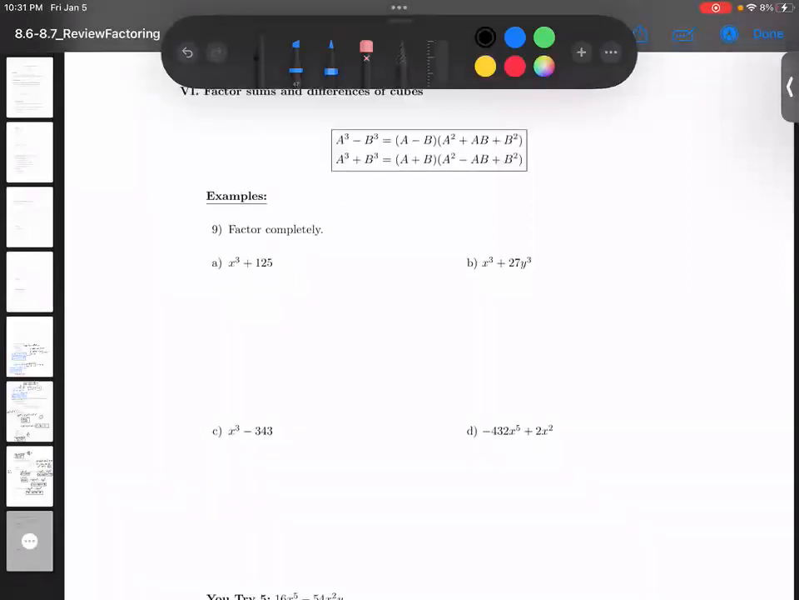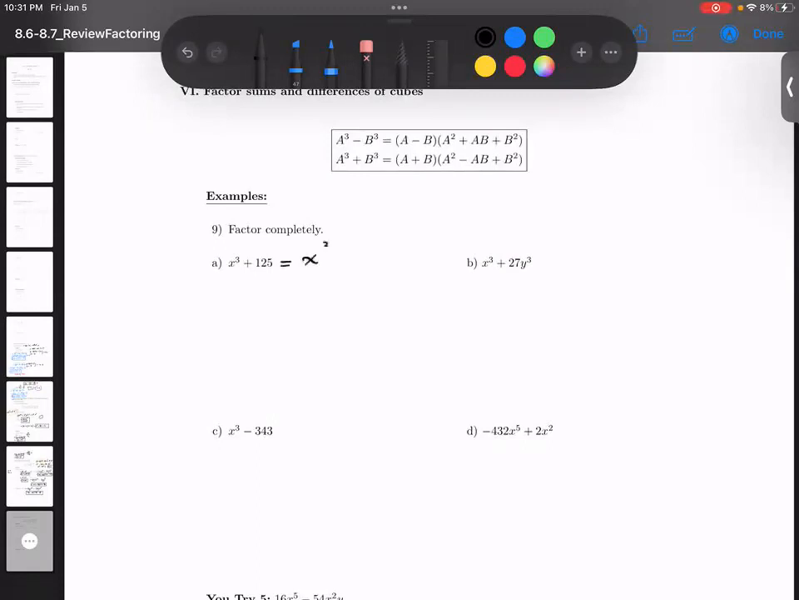And let's try out this one. x cubed plus 125. That's definitely the sum of two cubes. So I need to establish what is my A and what is my B. Here I know my A is x, because that's x cubed, A cubed.